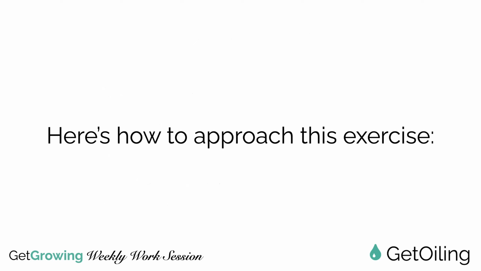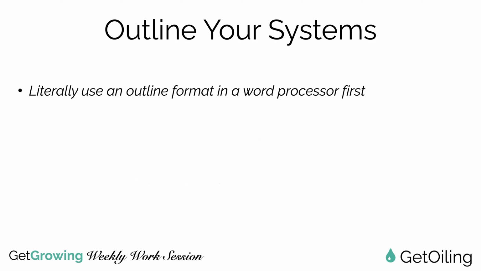So here's how I want to encourage you to approach this exercise. To outline our systems, we want to literally use an outline format in a word processor. Grab Microsoft Word, OpenOffice, Google Docs, Pages if you're on a Mac, open a word processor, and then set it up to be bullets or numbers or Harvard style, whatever, doesn't matter, but create an outline.